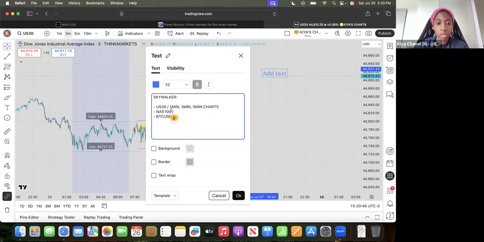Same thing with NAS 100. A setup is going to come out on either the 1 minute chart, the 3 minute chart, or the 5 minute chart. When it comes to Bitcoin, it is going to be just the 1 minute chart. Okay.